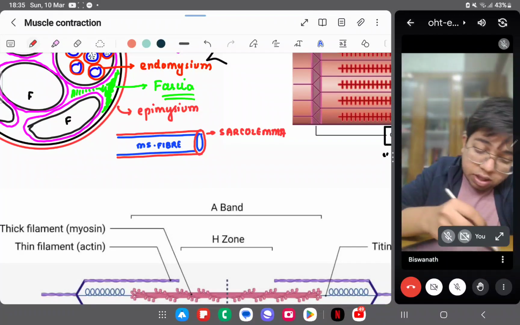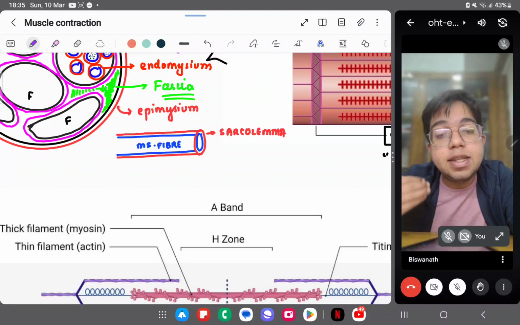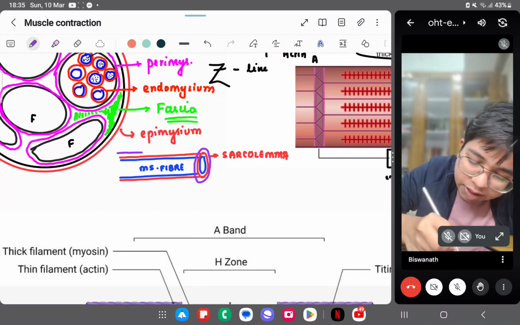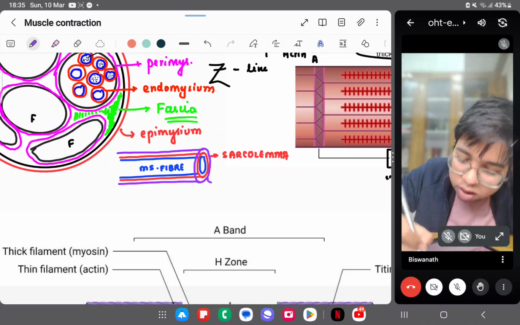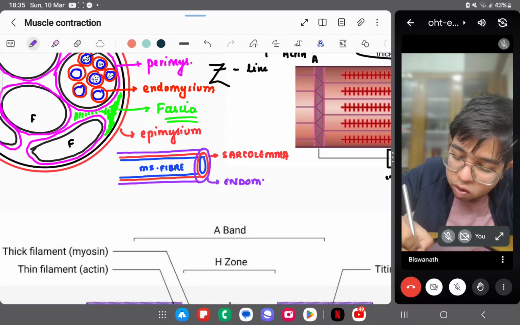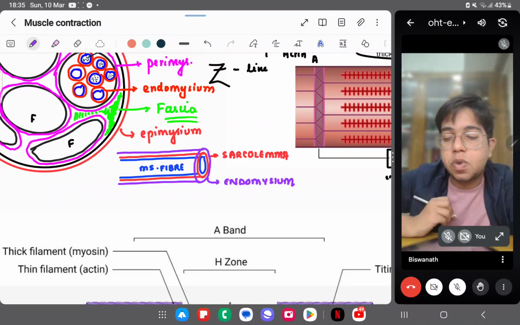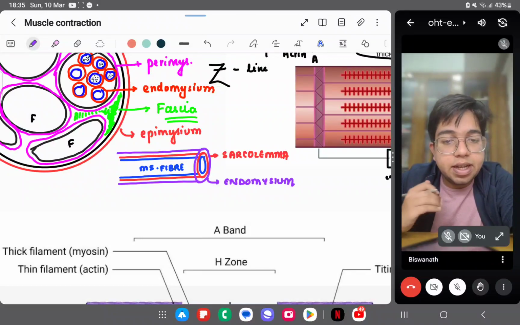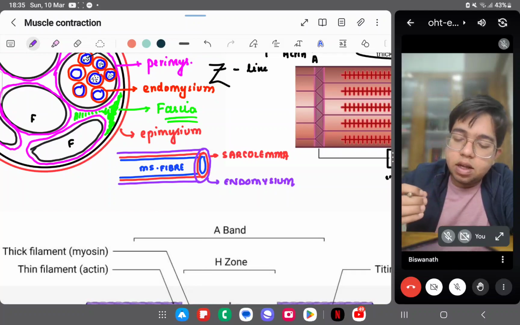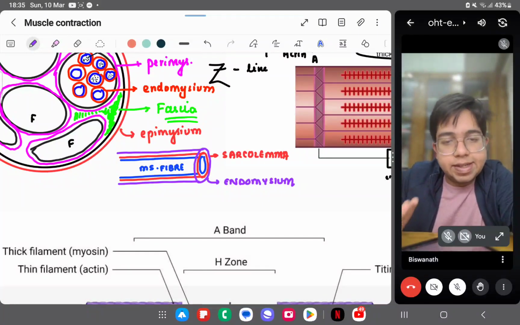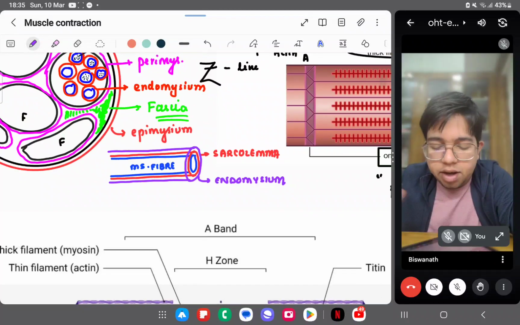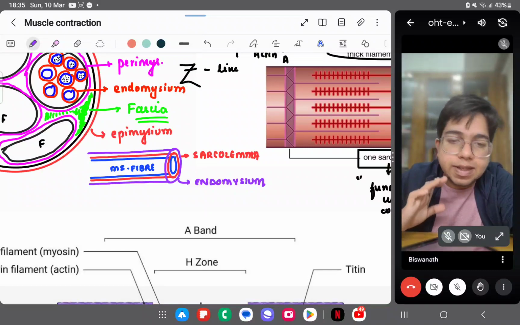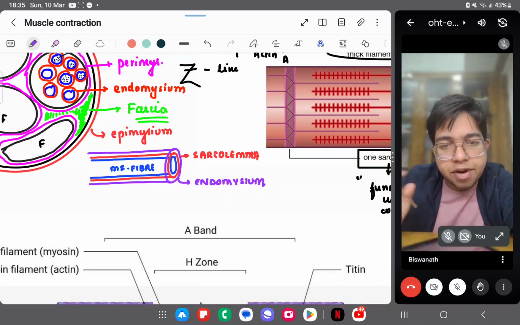And the covering that is outside the sarcolemma is called your endomysium. This purple one is your endomysium. Sarcolemma is basically the plasma lemma of the cell, and endomysium is basically the covering. So if it is a cell, the immediate surrounding must be the plasma membrane itself. Otherwise, it is not a cell, right? So sarcolemma is basically the plasma membrane, the cell membrane of the muscle cell or your muscle fiber or your myocyte, whatever you can say.